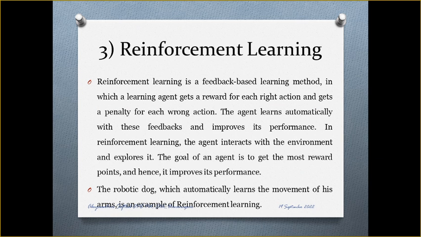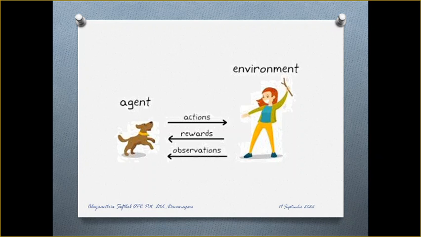Okay, so the robotic dog which automatically learns the movement of its arms is the best example for reinforcement learning. We train the robotic dog, and as we train it, if it wins, like it catches correctly or follows the order correctly, it gets a bone as a reward. Otherwise it gets a beating with a stick, which is punishment. If it gets beaten, next time it won't repeat it. So that is how it will understand, get the rewards and punishments, understand the pattern of distribution, and thereby learn the things.